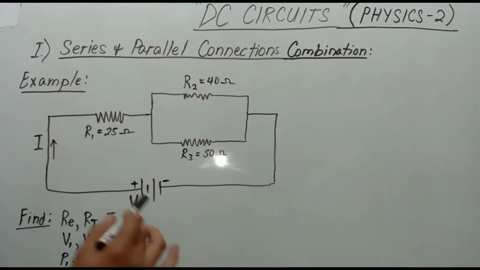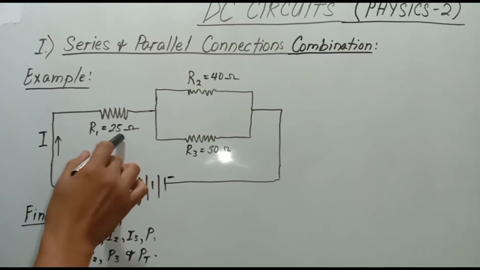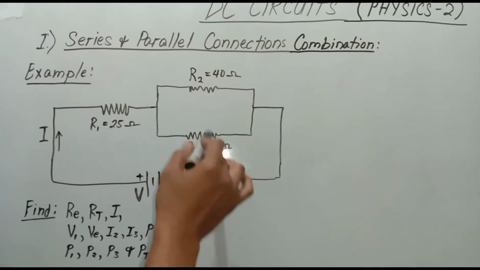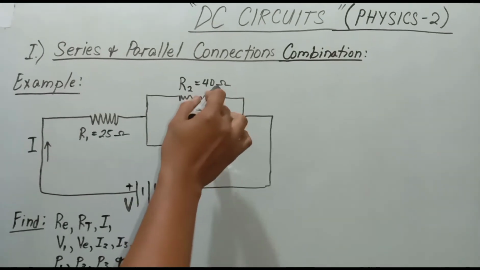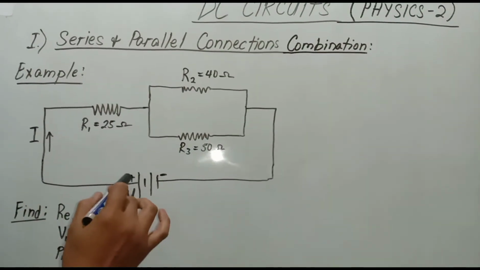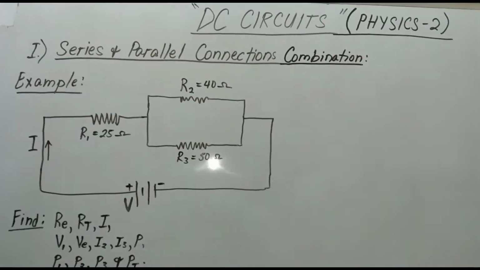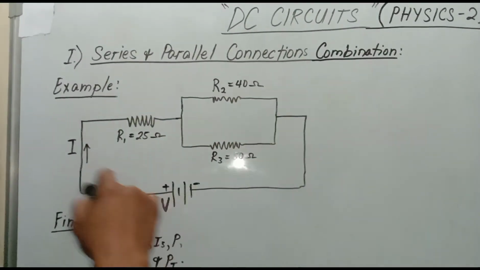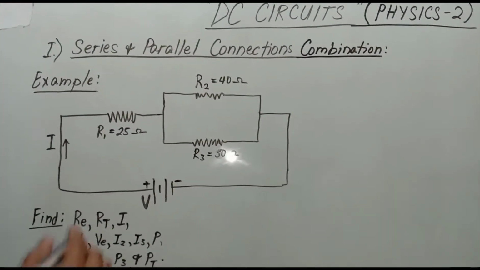Now, I have here resistance R1, which is given as 25 ohms. It is in series from the source. After that, there are two resistors in parallel connection. R2 is 40 ohms, and the third resistor, R3, is 50 ohms. This is the positive terminal and the negative. So the current will flow counterclockwise. I'm sorry, clockwise. It's clockwise.